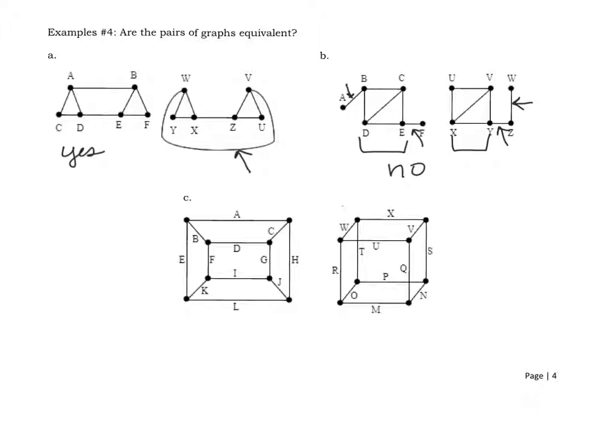So in example C, it appears that that is also equivalent because I think you could see with this right here, this part of the graph, that if we had just moved that up to where it looked more like these points, I think you could see that they would be equivalent as well.